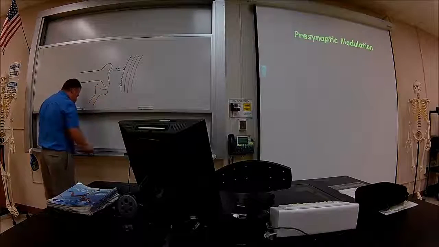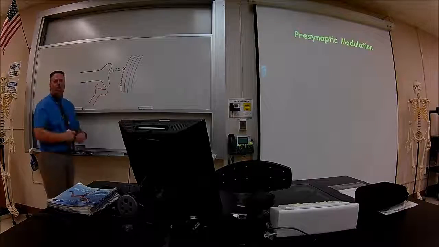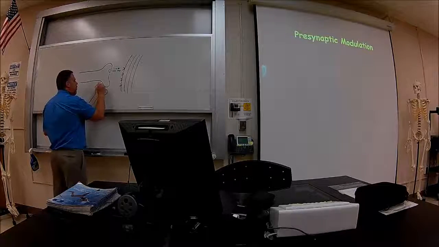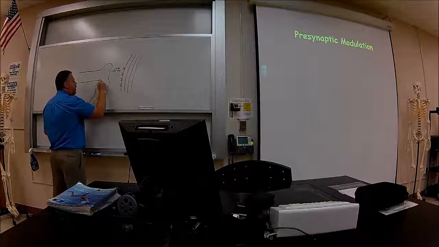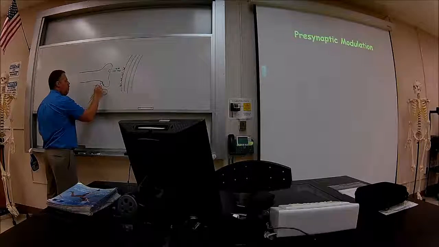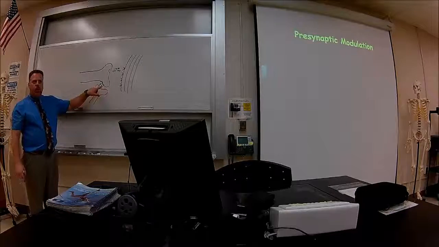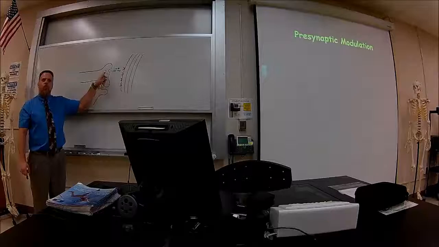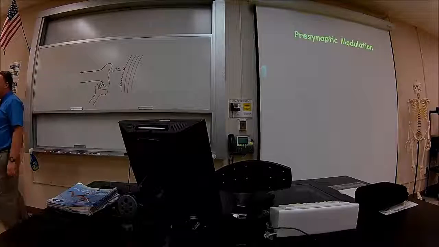This can also produce a certain type of neurotransmitter. Might not be acetylcholine. It could be something else. And that's going to get released and go to its receptors. And this neurotransmitter may stimulate this to produce more over here, or it may inhibit this to secrete less over here. It's modulating the presynaptic membrane.